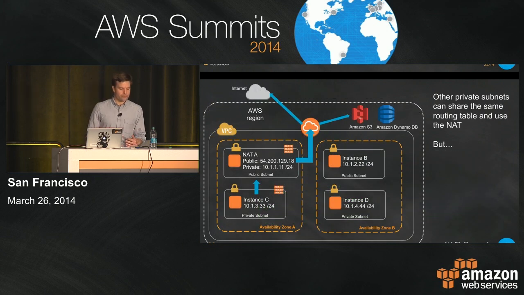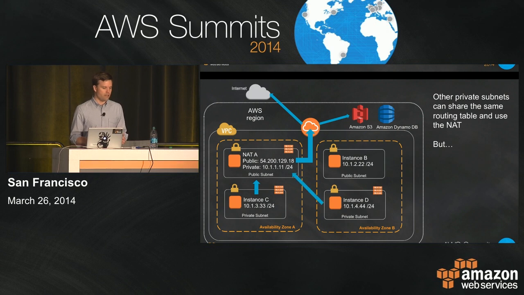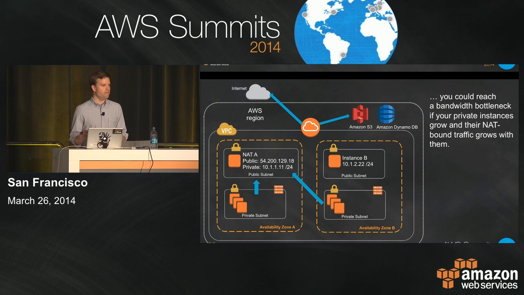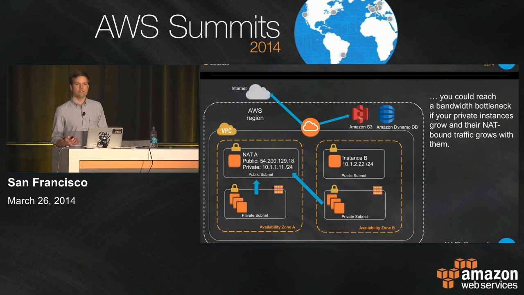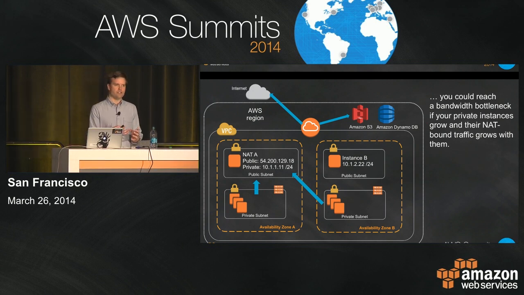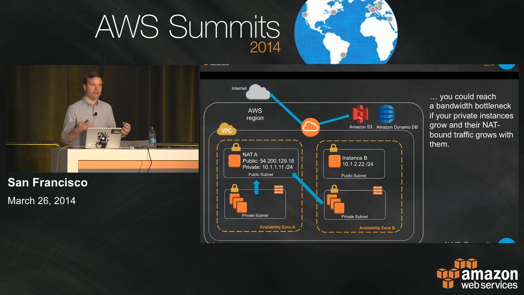So other private subnets could share this same routing table and be able to use the NAT to get out. But obviously that NAT is a single EC2 instance at this point. So as we add more and more traffic, it's going to become a bandwidth bottleneck at some point. It's one single instance. It only has a certain amount of bandwidth allocation. If it's funneling traffic for dozens and dozens of other instances behind it, eventually it's going to melt.